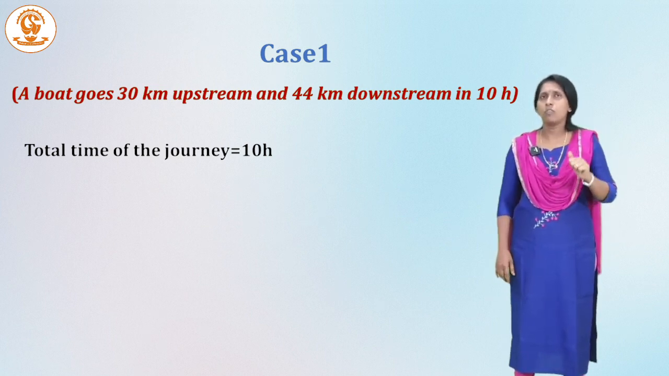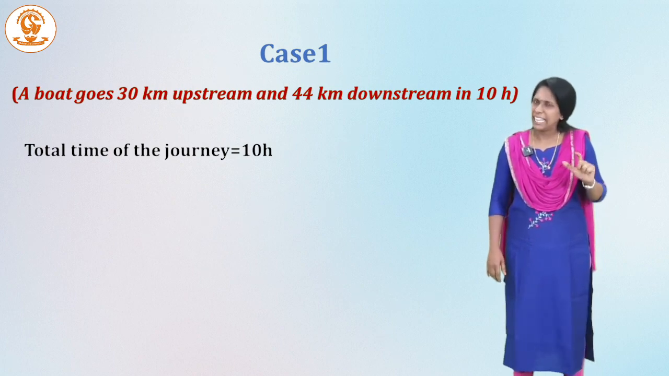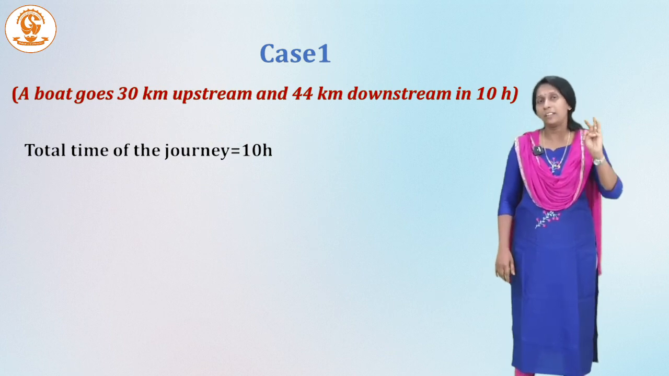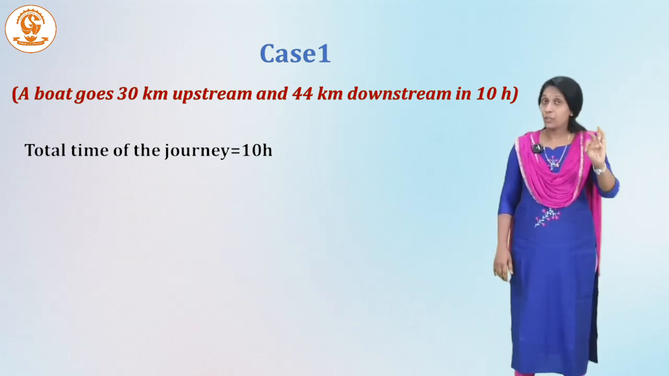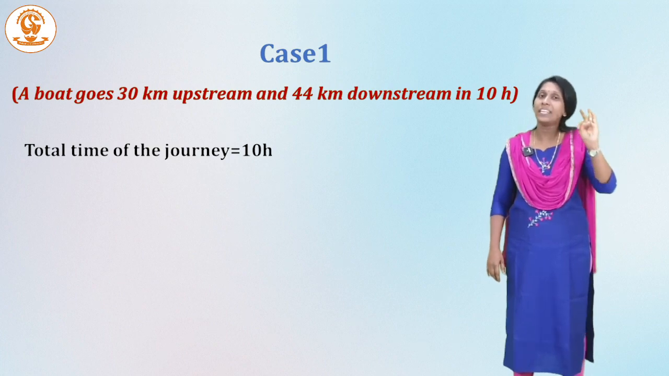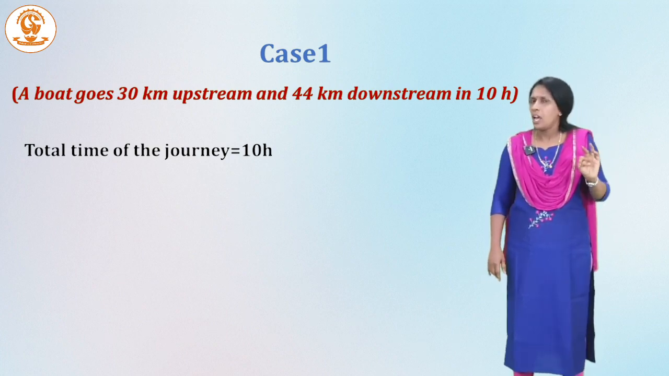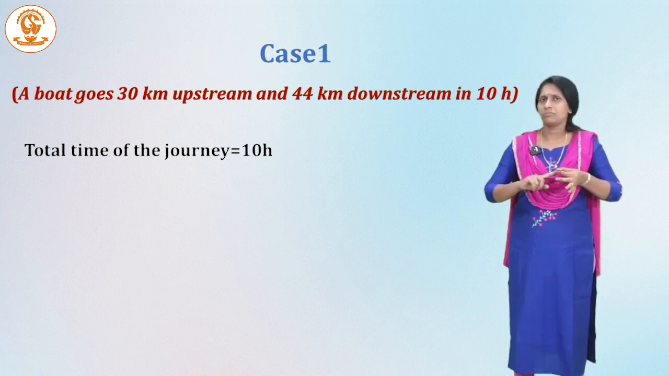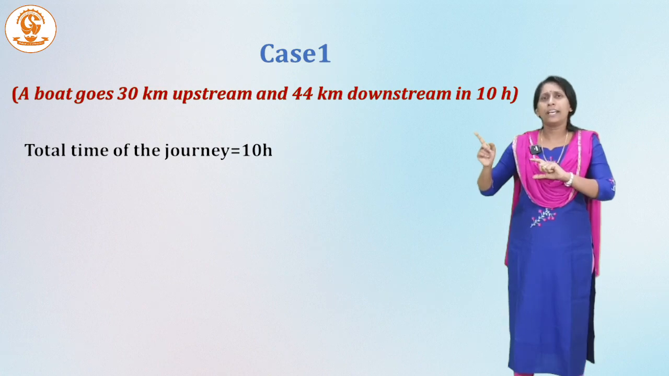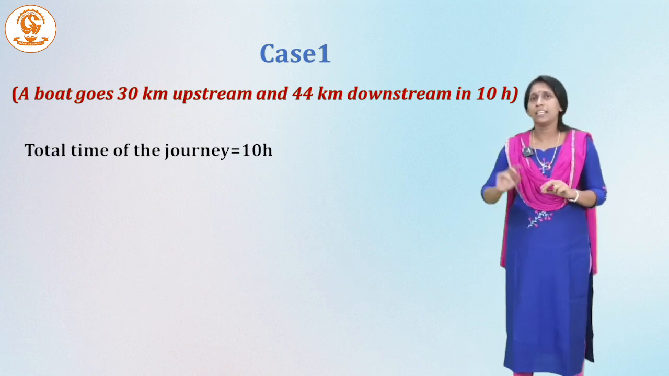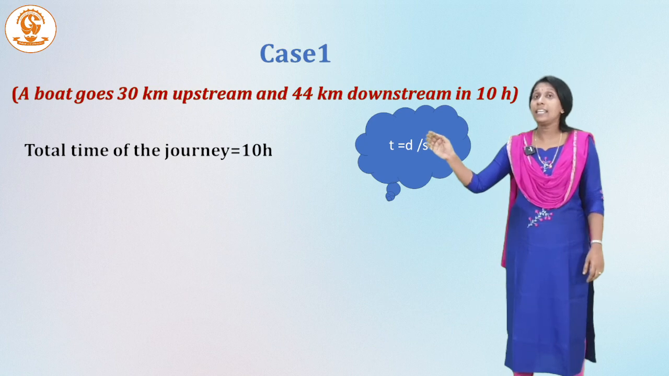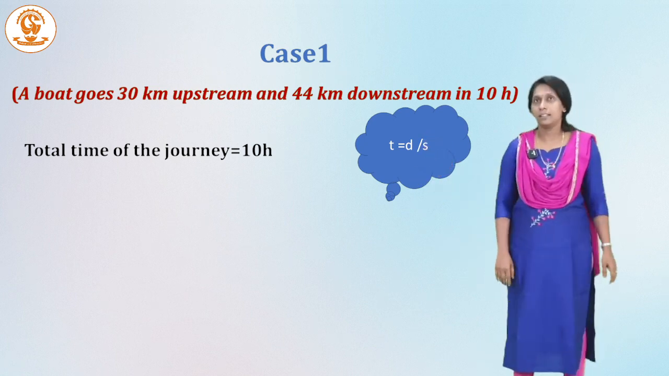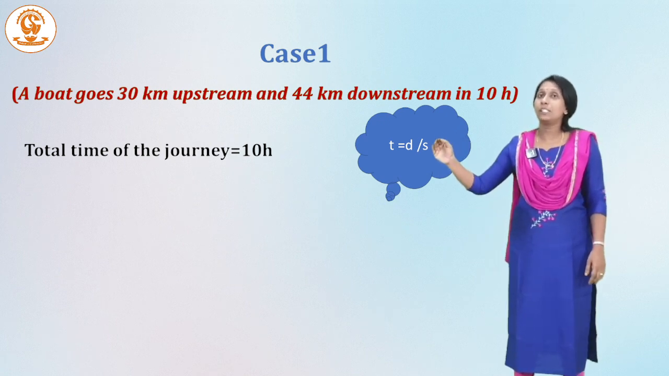In upstream, what is the distance covered? 30 kilometer. Very good. And what is the upstream speed? x minus y kilometer per hour. Very good. Now, distance and speed both are given, isn't it? Can you find the time for that? Time is equal to distance by speed, isn't it?